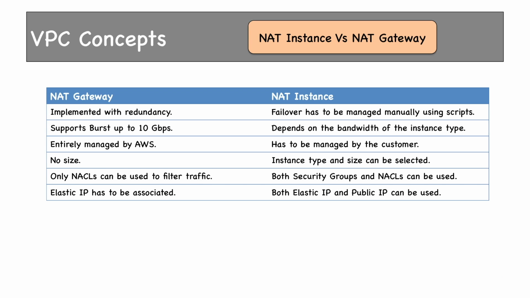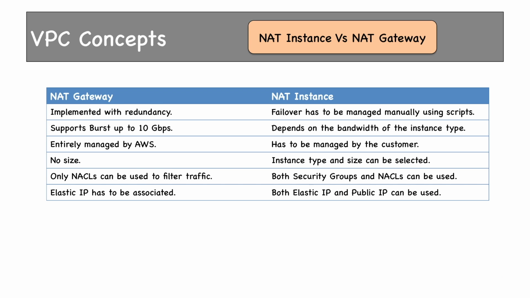Let's look at some differences between NAT instance and NAT gateway. NAT gateway is implemented with redundancy within the same AZ. But in NAT instance, you have to manage the failover yourself using some scripts. NAT gateway supports bursts up to 10 gigabits per second. But in case of NAT instance, it depends on the bandwidth of the instance type. NAT gateway is entirely managed by AWS, and NAT instance has to be managed by the customer, or by us. So if there are any operating system patches or security patches, we have to apply them ourselves. But in case of NAT gateway, that will be done by AWS.